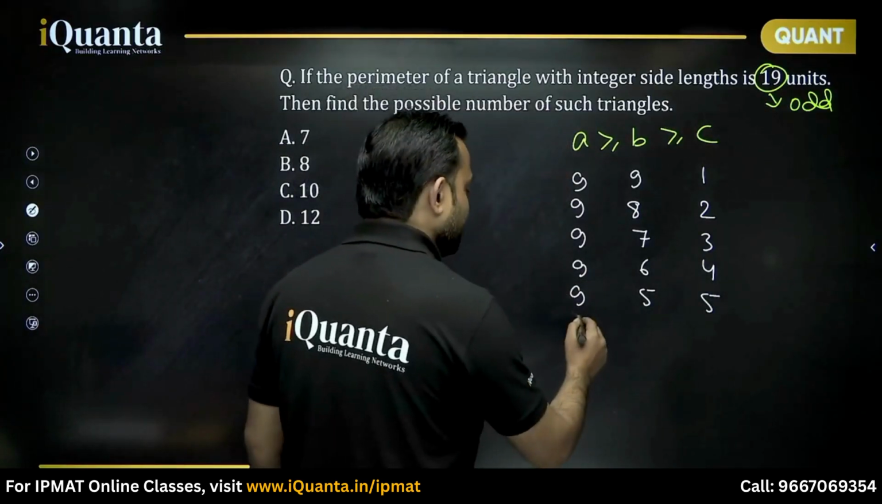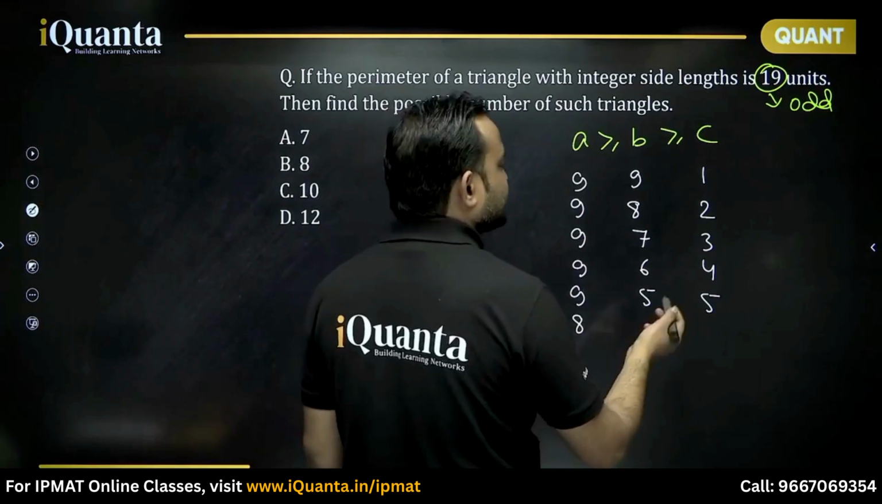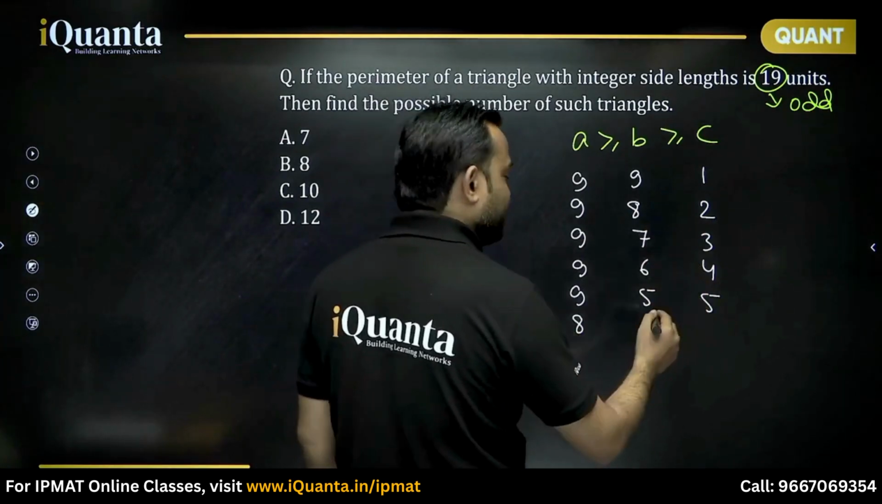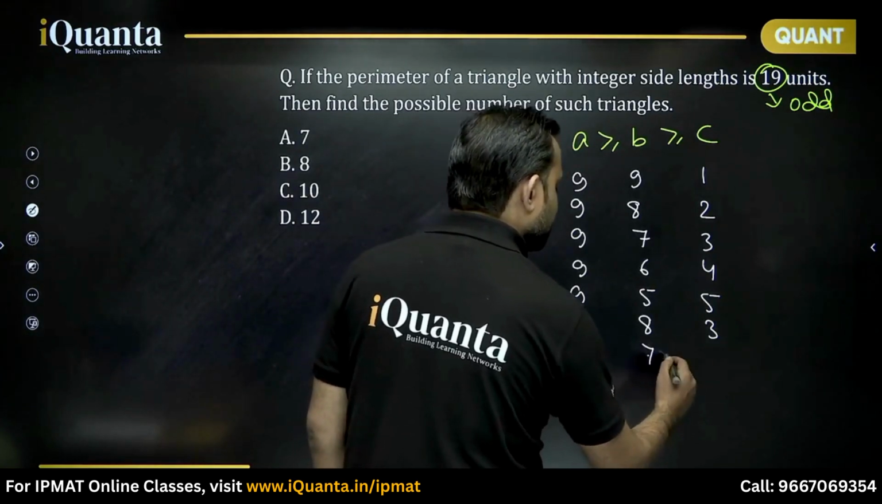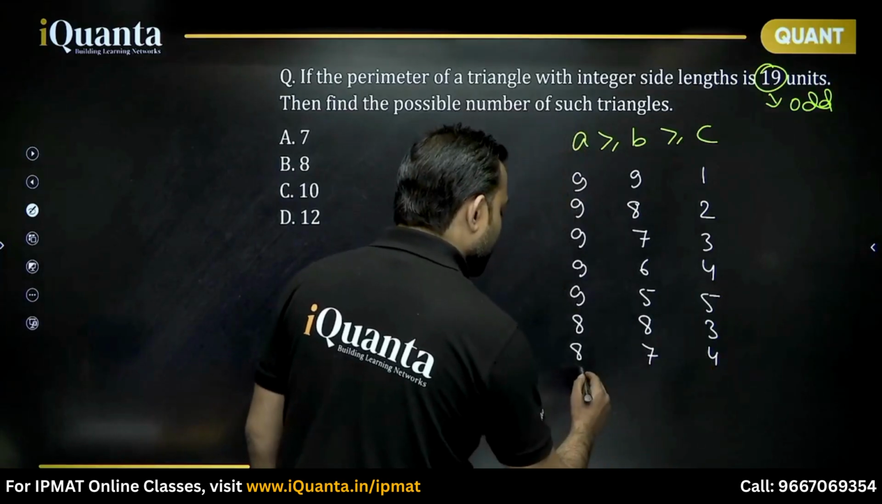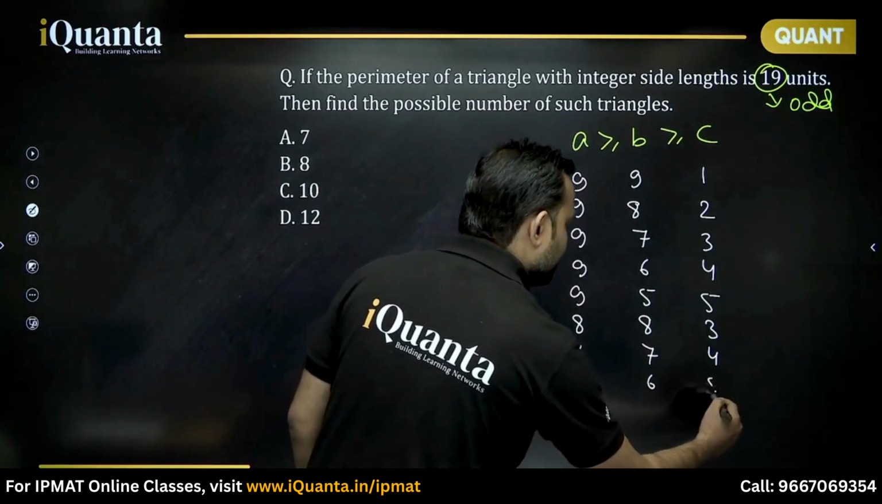Then we can take 8. With 8, the sum of the rest of the two sides will be 11. So 8, 8, 3. 8, 7, 4. 8, 6, 5.